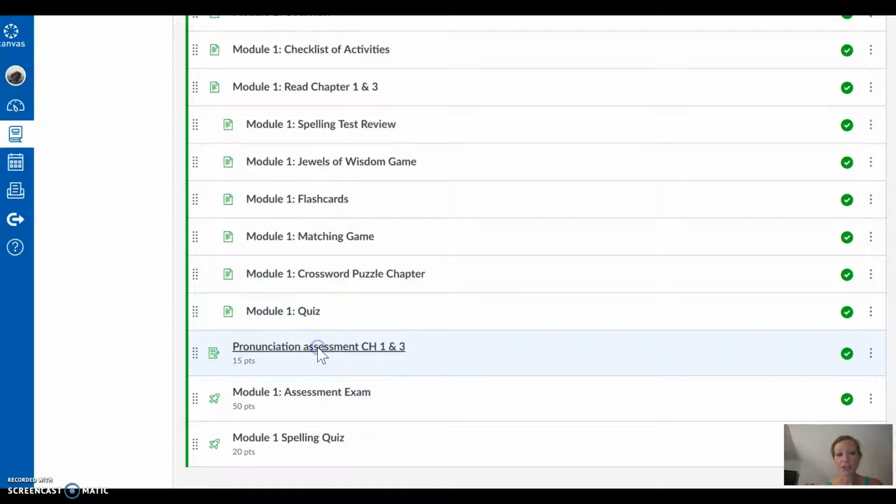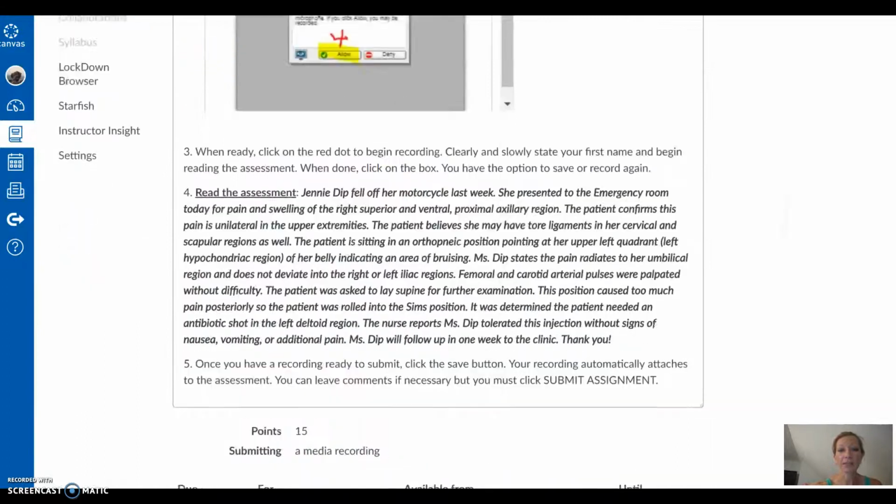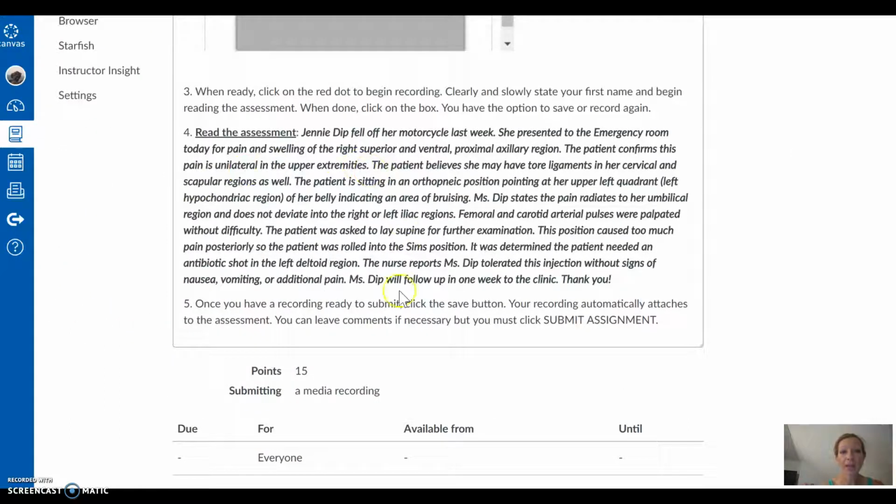Pronunciation assessment, I mentioned this before. You are going to be reading this paragraph here, and then you're going to submit it to me in a video recording. The directions are on here. If you do have some issues with it, let me know. It's basically just reading it, looking for pronunciation, especially of the medical terms. It's important to know how to say these types of words, because you're going to be talking to other healthcare professionals and they need to know what you're talking about.